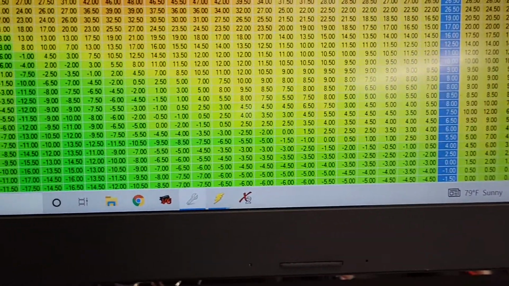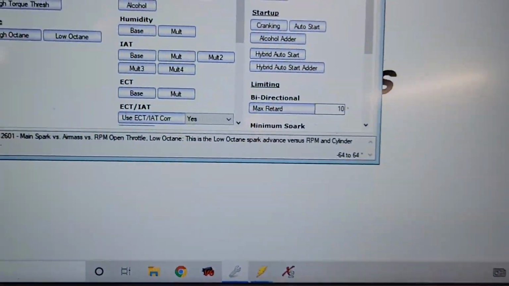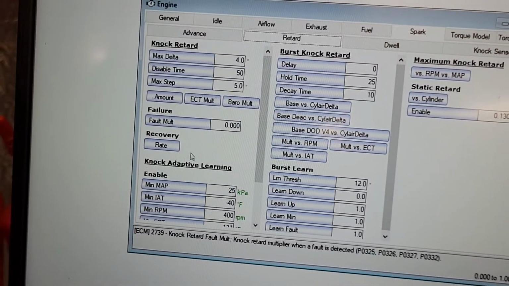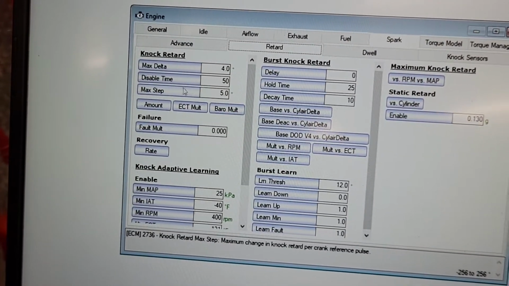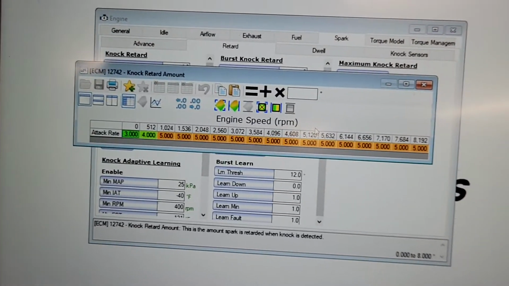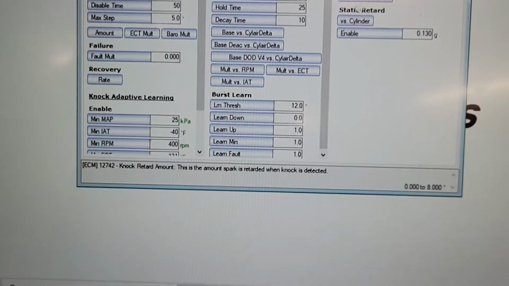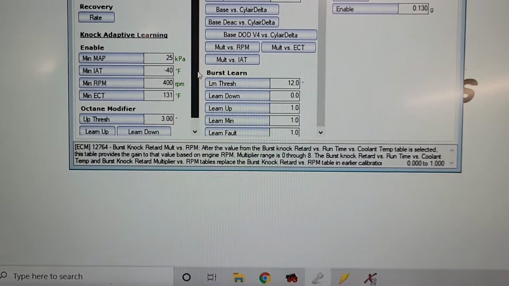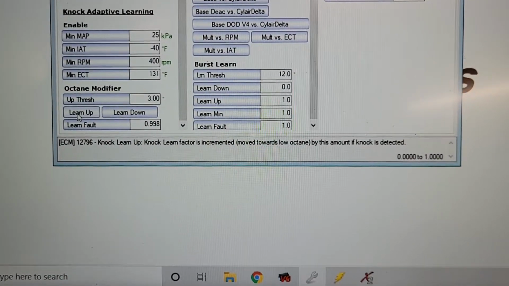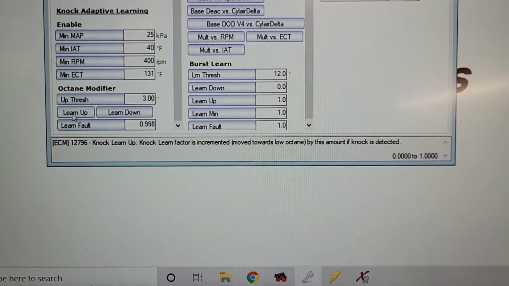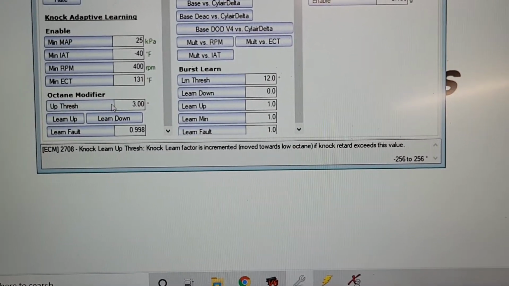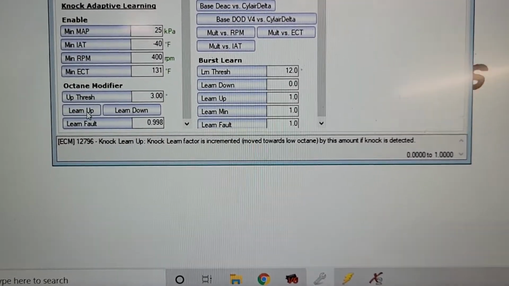Okay, so how does the computer go between these? Well, if you go under the retard tab here, you'll notice a few things: max step, max delta, and amount, which is how much timing it can pull at once, and which also has modifiers. But some of the big things to look at, when you come down here, are the learn up and the learn down. Learn up is defined as: learn factor is incremented, moved towards low octane by this amount if knock is detected, and that threshold is 3 degrees of knock.